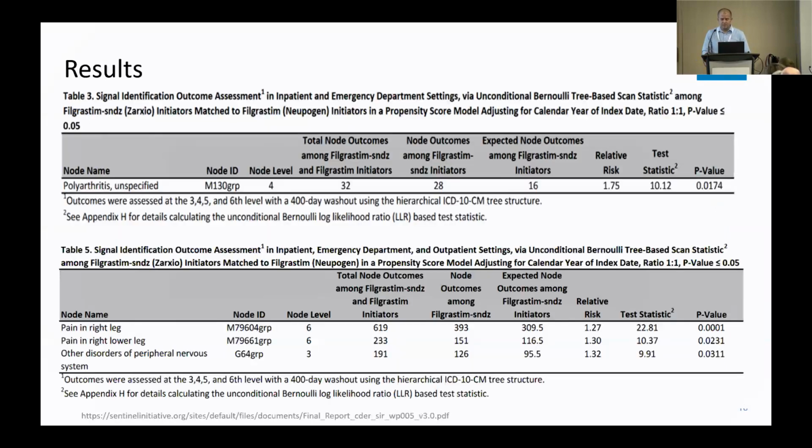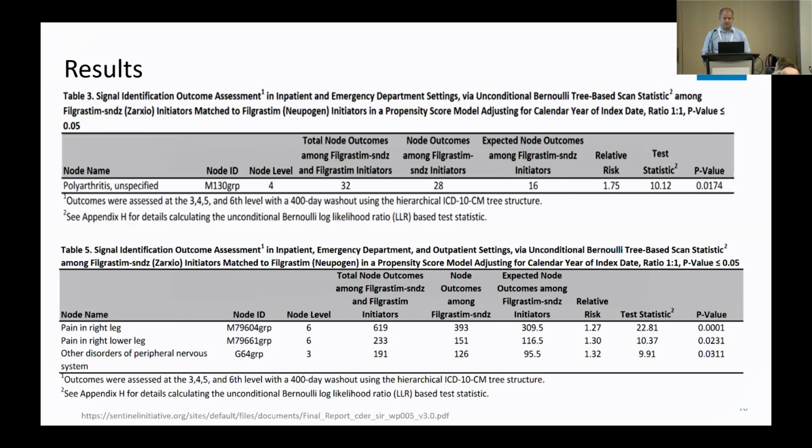The only alert that was statistically significant in the model considering outcomes in the inpatient and emergency department setting occurred at the 4th node level, and it was polyarthritis unspecified. The total node outcomes for polyarthritis unspecified among Sarcio and Neupogen incident users was 32. However, the node outcome among Sarcio initiators was 28, an excess of 12 of the expected number of outcomes. This resulted in a relative risk of 1.75 and a p-value of 0.0174 using the unconditional Bernoulli likelihood ratio statistics.